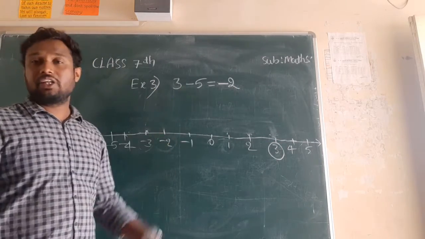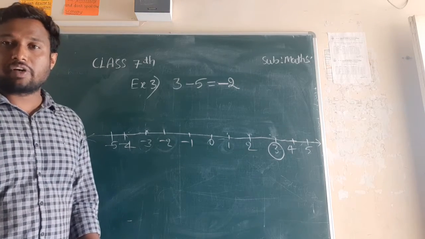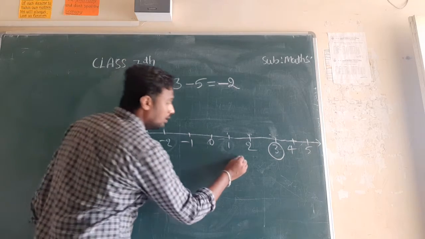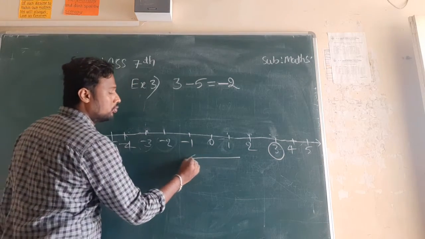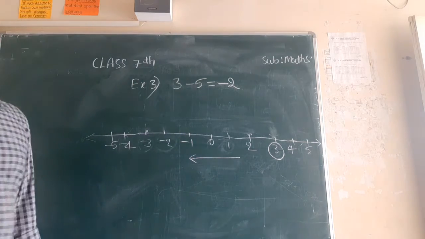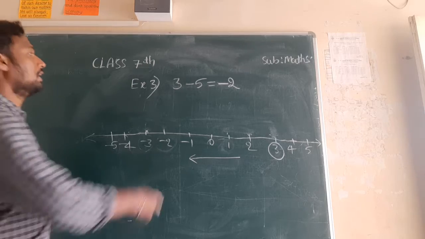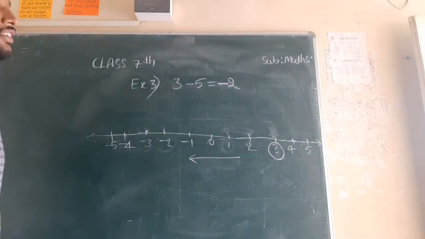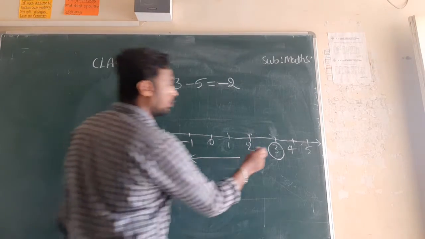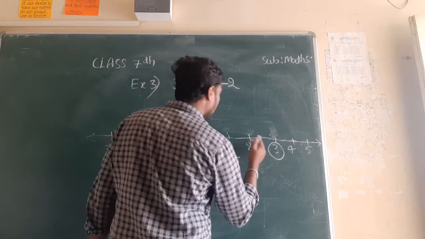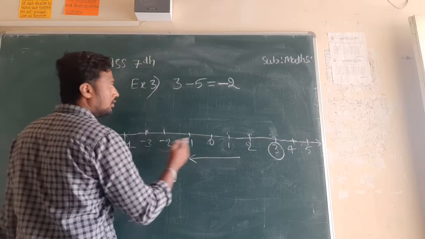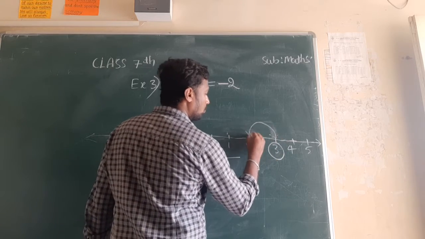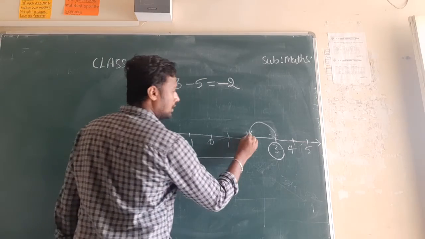And minus 5. We are subtracting 5. And what I told, when you are subtracting, you have to move in left direction. So minus 5. How many times you have to move on left hand side? 5 times. So from this 3, I will start moving towards left side. How many times? 5 times. So first step this is. Next again second step.